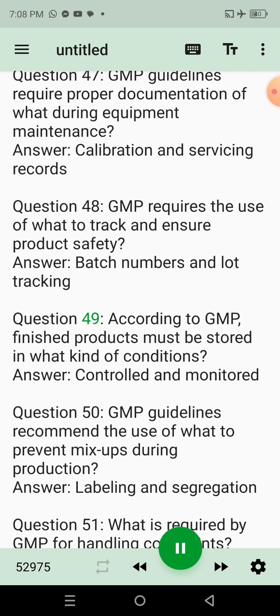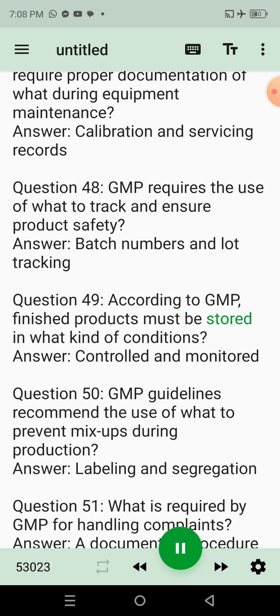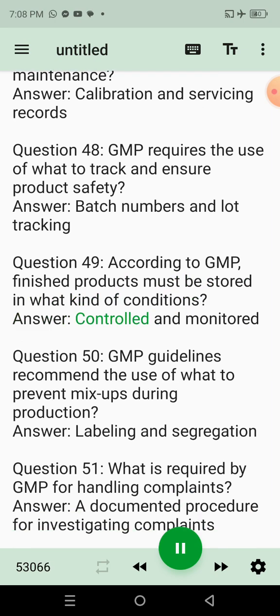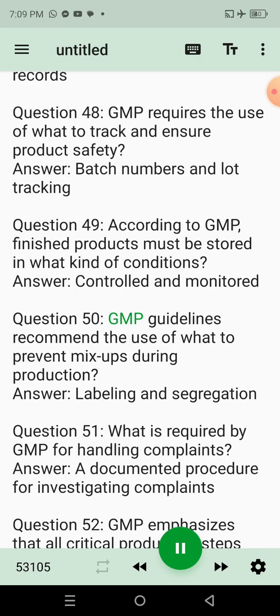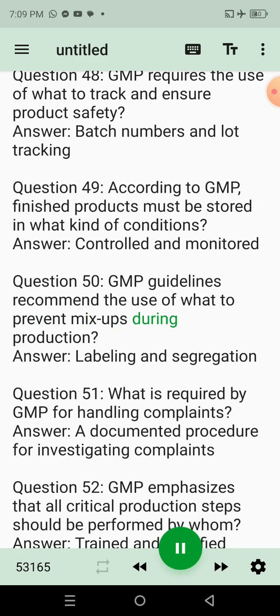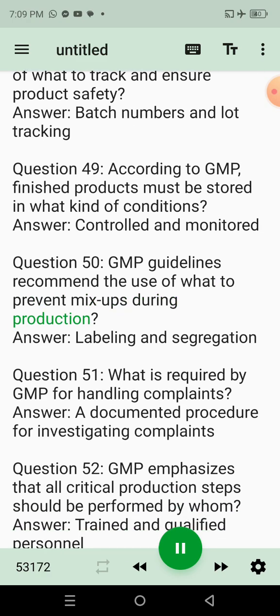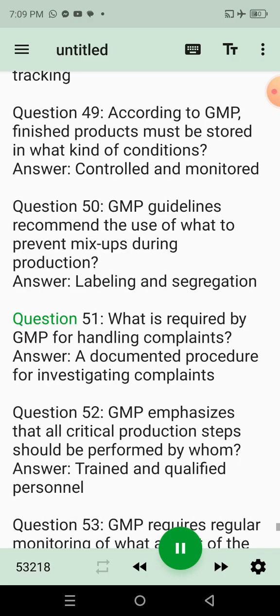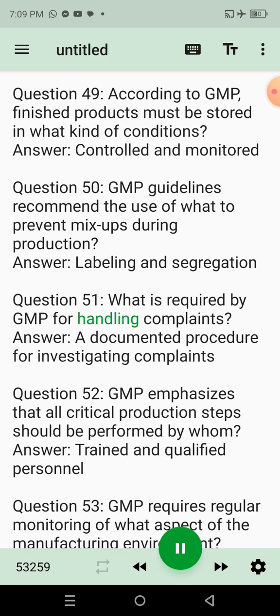Question 49. According to GMP, finished products must be stored in what kind of conditions? Answer: Controlled and monitored. Question 50. GMP guidelines recommend the use of what to prevent mix-ups during production? Answer: Labeling and segregation. Question 51. What is required by GMP for handling complaints?